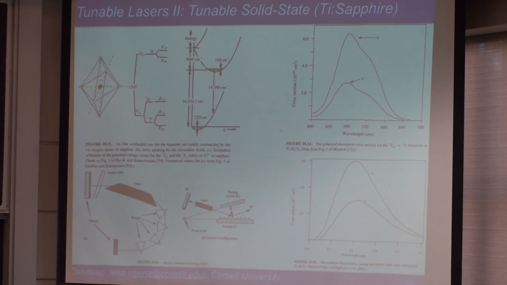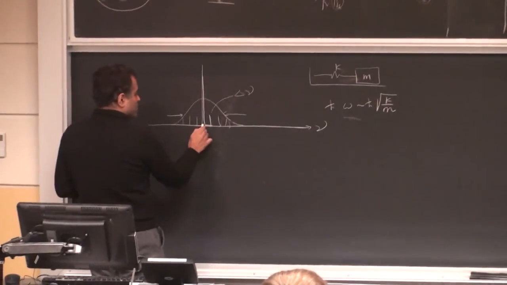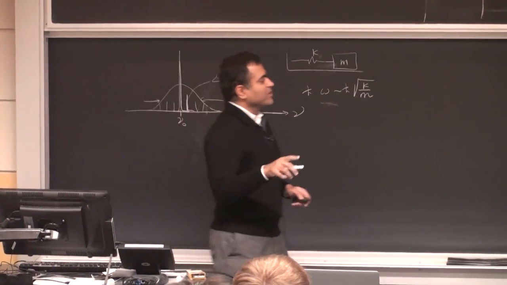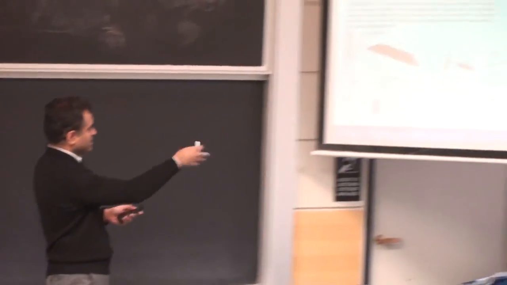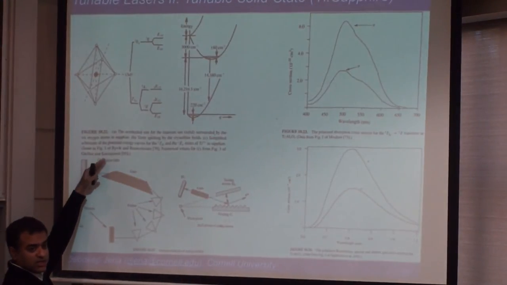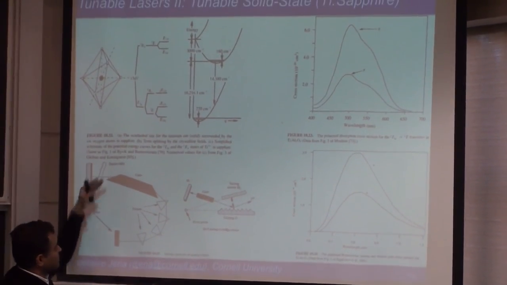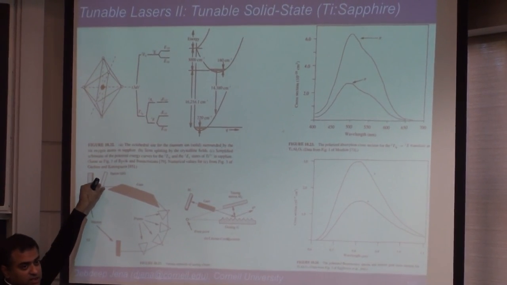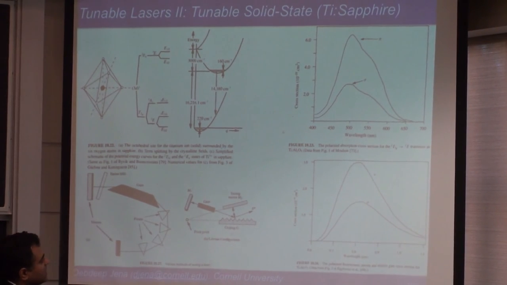Once you have the broadband, if you do not want to mode lock and you want to select out one particular mode, you just want a single mode laser, then I think in one of your current assignment problems you have how to do that. You can put an etalon inside, changing its angle. You can select one mode or the other based on the optical path length. These are the techniques if you want a single mode out of a broadband laser, but obviously the broadband laser is useful for mode locking and getting higher powers and all that.